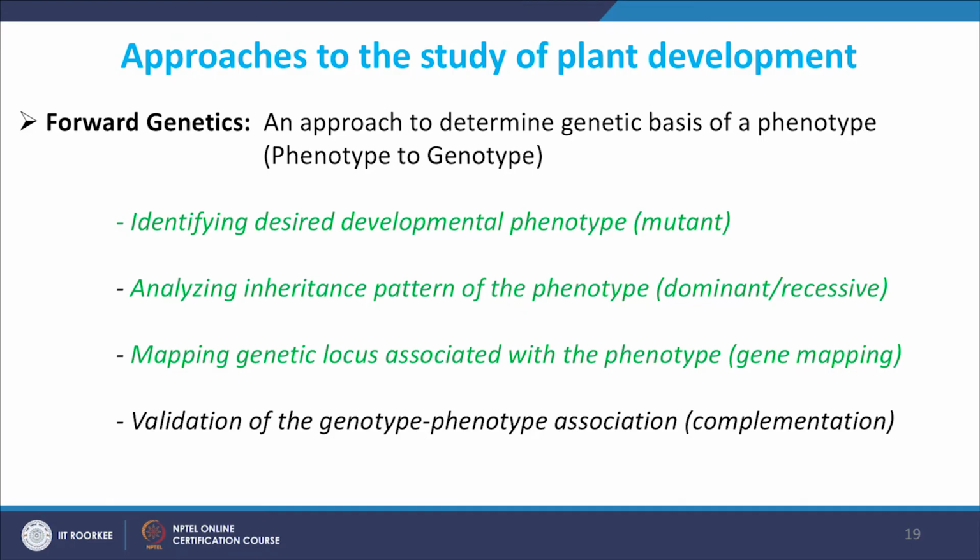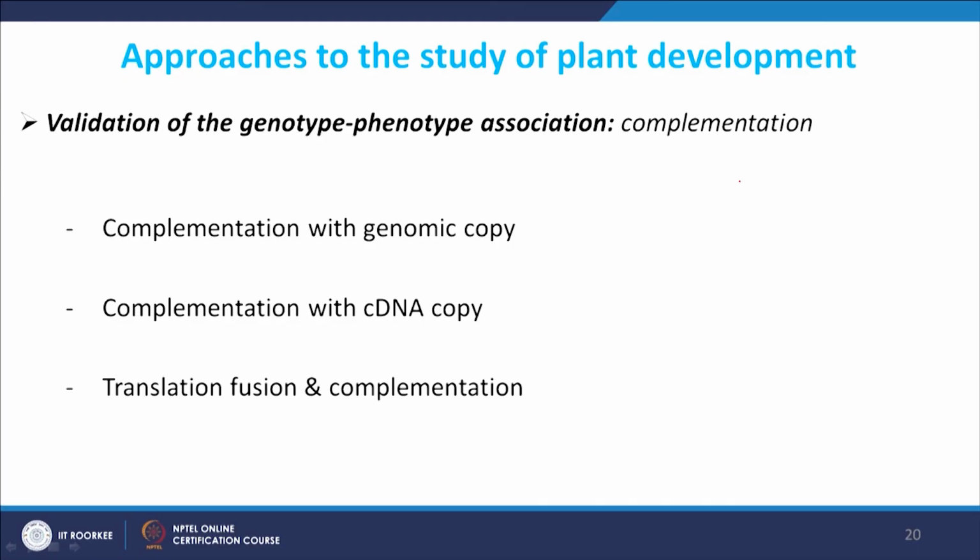Okay, so now you have identified a mutant, you have analyzed the inheritance pattern, you have mapped the genetic loci, and you have identified what is the site of insertion or point mutation. Now the next thing is to validate the genotype-phenotype association. So how do we do this? Basically this is also called complementation analysis.